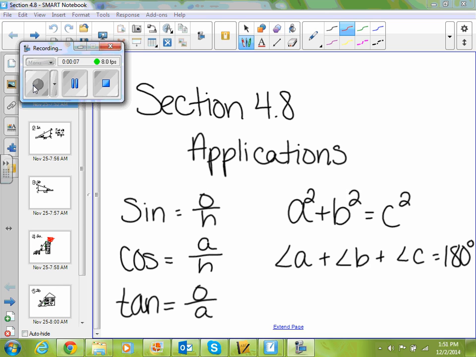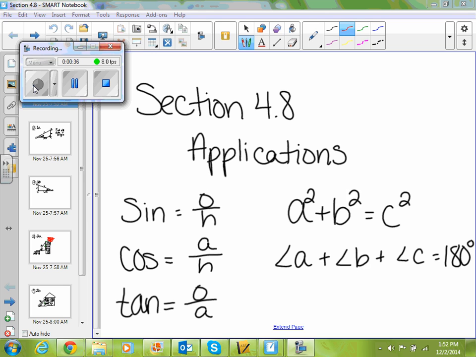Apply our right triangle trig information to some various word and application problems. Some of the stuff that we're going to need to know are sine, cosine, and tangent identities, which are sine equals your opposite over your hypotenuse, cosine equals your adjacent over your hypotenuse, and tangent equals your opposite over your adjacent.